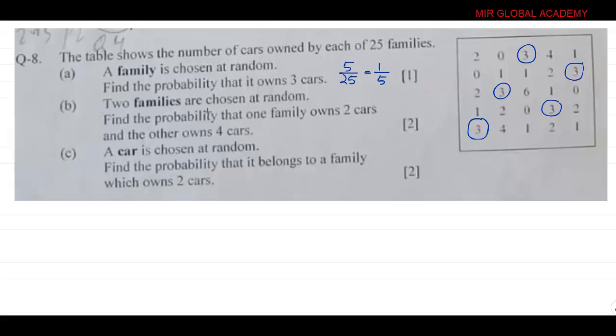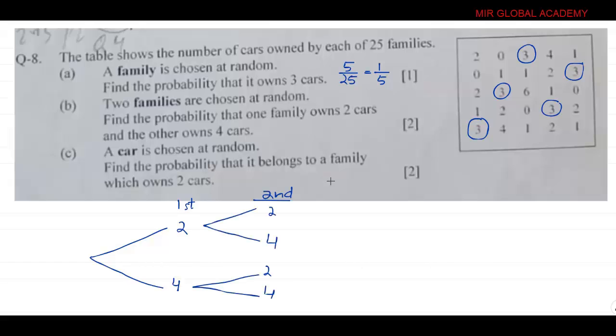Now 2 families are chosen at random. Find the probability that one family owns 2 cars and the other owns 4 cars. So in the first pick, either the first one will have 2 cars or 4 cars. In the second pick also, it will have either 2 cars or 4 cars. So out of 25 families, 1, 2, 3, 4, 5, 6 families have 2 cars, and only 2 families out of 25 have 4 cars.